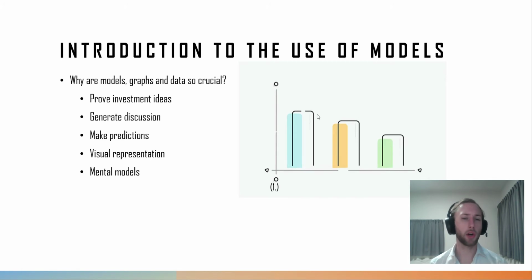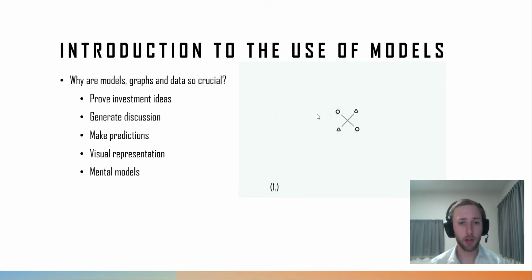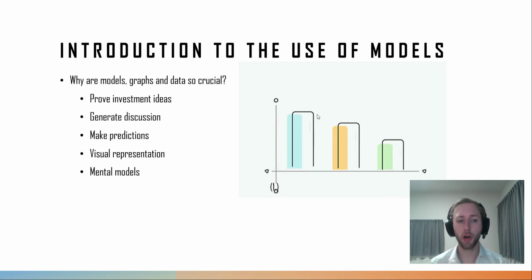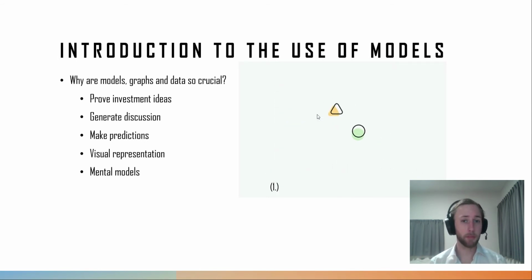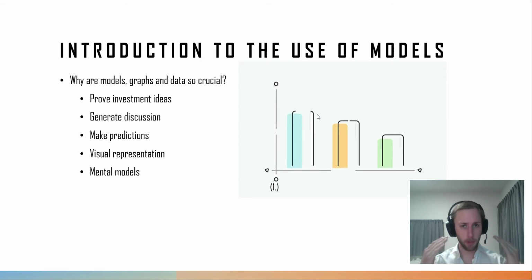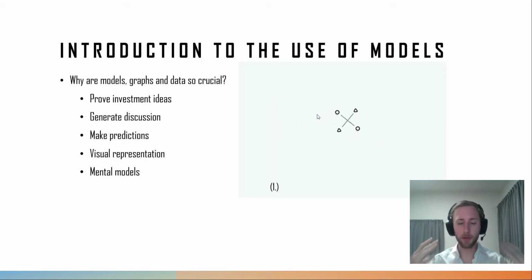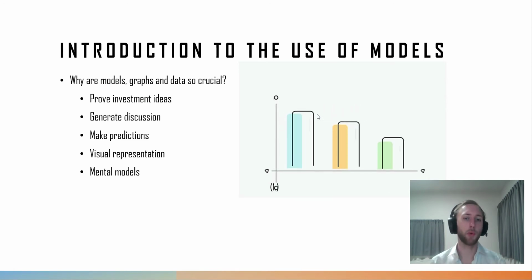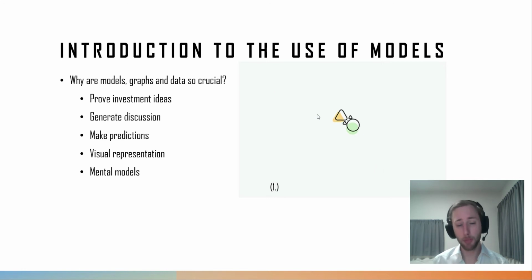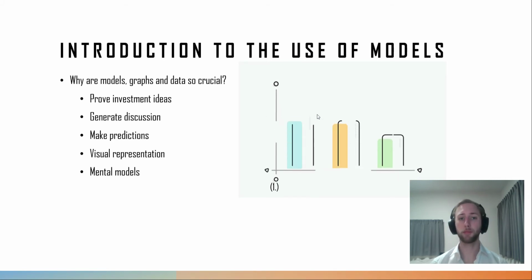A good model or graph also generates discussion. Perhaps there are multiple points of view you can have on a similar chart. It'll help you make predictions by seeing how trends evolved in the past. You can make a prediction about the future. It's a visual representation, and humans are very visual. So if you see something happen visually, it's a very good way to come to grips with what's happening. And on top of that, it helps you develop a mental model, and developing a mental model is incredibly important for an investor.